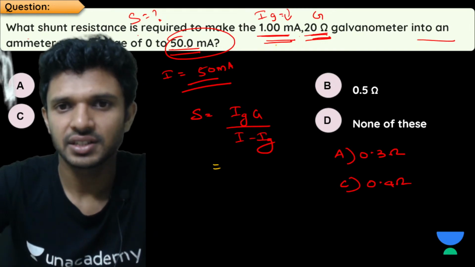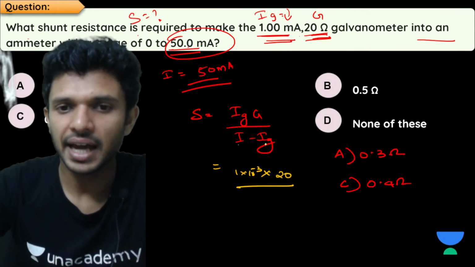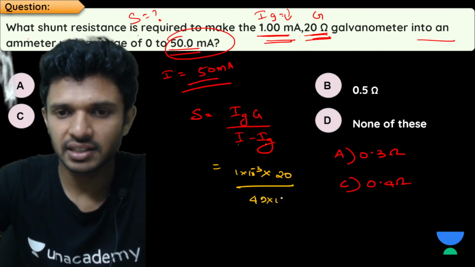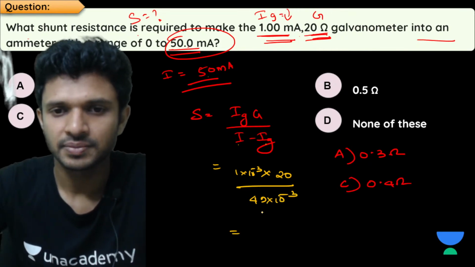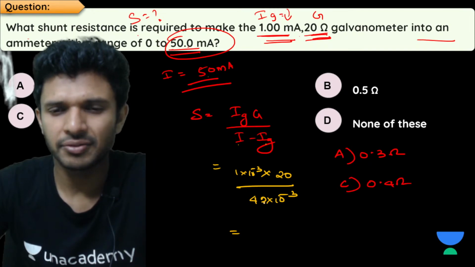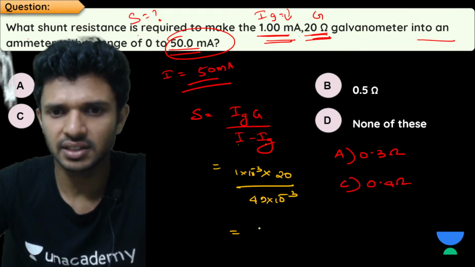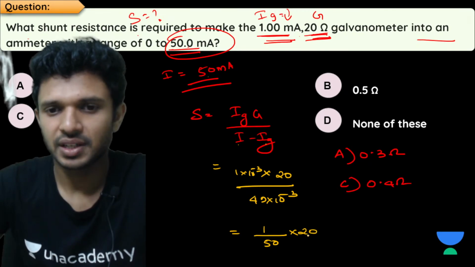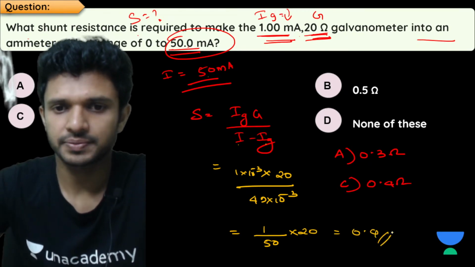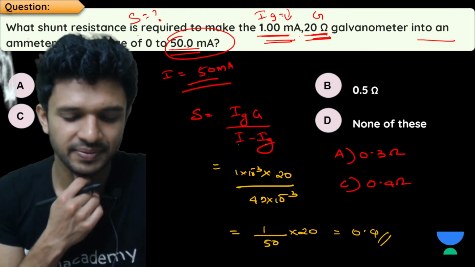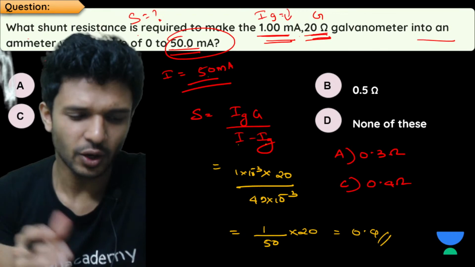Okay. So Ig is 1 into 10 power minus 3. The value of G is 20. I minus Ig becomes 50 minus 1 milliampere, so 49 into 10 power minus 3. 50 minus 1 is 49. The 10 power minus 3 cancels. So it becomes 1 by 49, almost 1 by 50. This can be written as 1 by 50 into 20. So this is 2 by 5, that is equal to 0.4. Yes, option C we can go with.